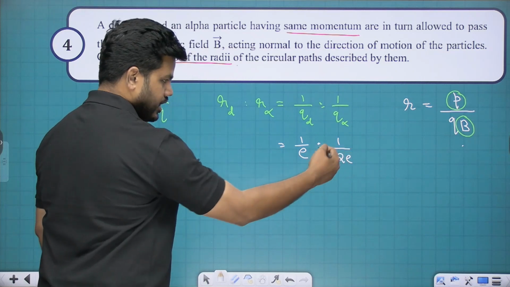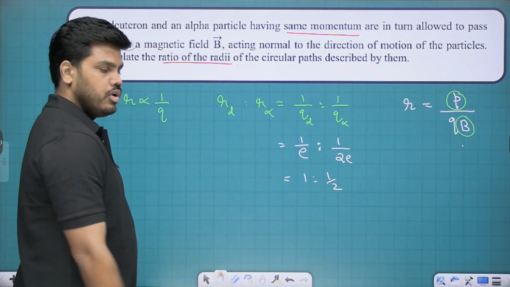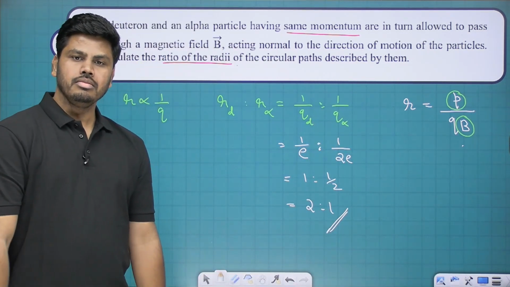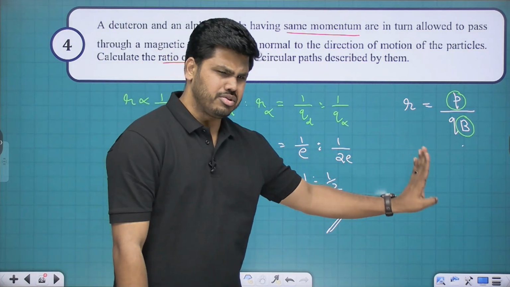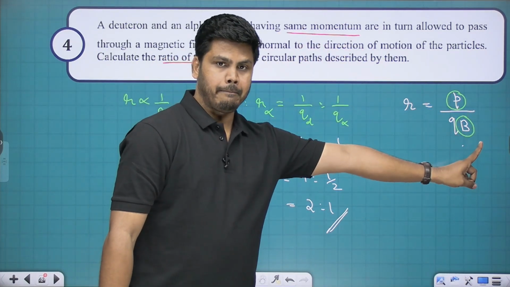So what about this? E gets cancelled. We get 1 is to 1 by 2. Or it is going to be 2 is to 1. That's the ratio. Okay. A similar question. We just used the other equation because this time momentum was the same.